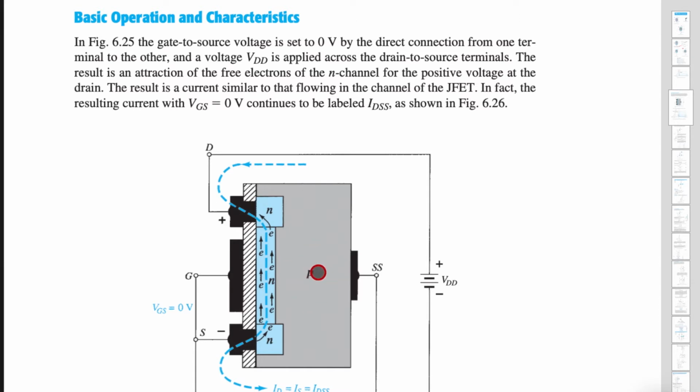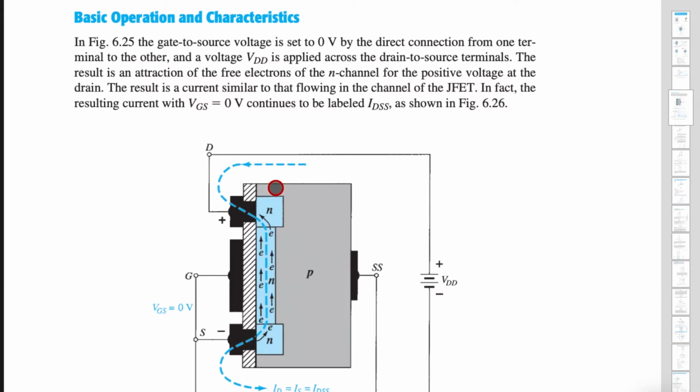We have P type material and we have two N type material. And as you can see, gate is connected to both P type only. And as you can see, one of the N side is connected to VDD, that is drain, and another side N is connected to the source. So for source we have connected it to ground, and as I said, between two N channels we have a path.